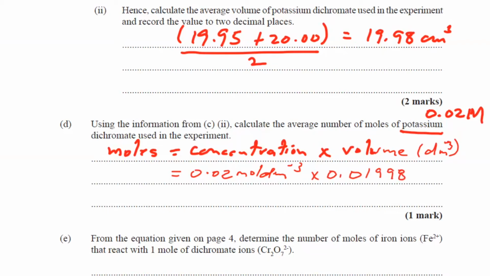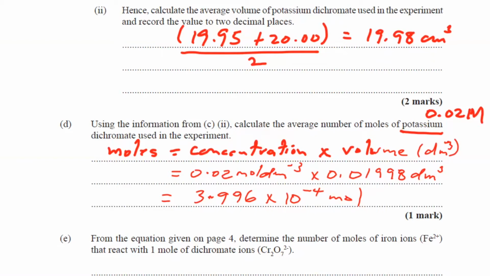0.01998 dm cube, 3.996 times 10 to the minus 4. Of course, dm cube would cancel out per dm cube, so the unit for our final answer there is mole. So that's 3.996 times 10 to the minus 4 moles.